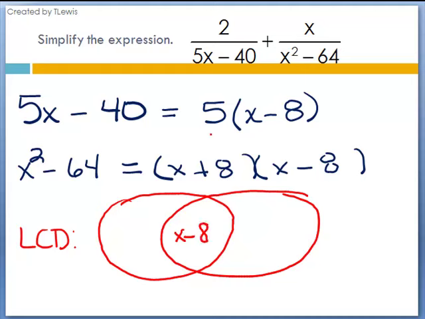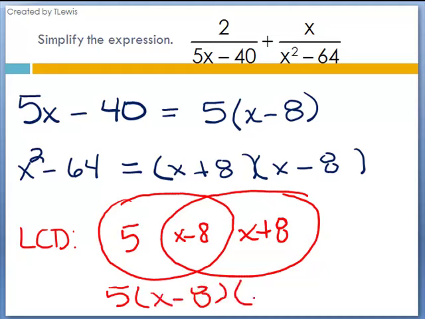We know the first fraction's denominator has a 5. And then in the second fraction, of course, we have x minus 8, but we also have x plus 8 in the denominator. So the LCD is everything that you see here. We have a 5, we have an x minus 8, and we have an x plus 8. So this will be our LCD as we add the two fractions together.